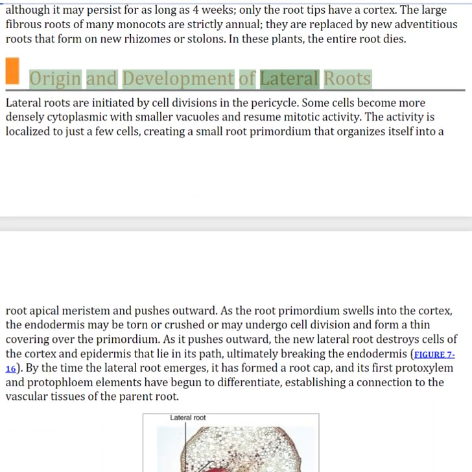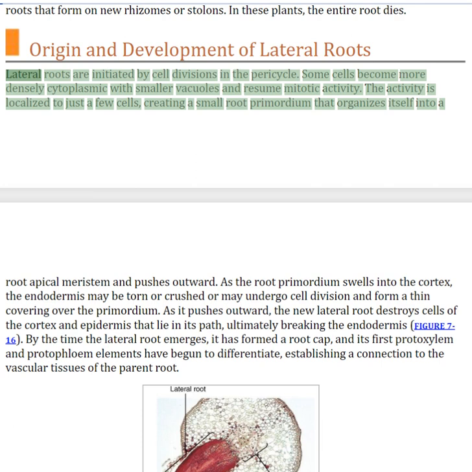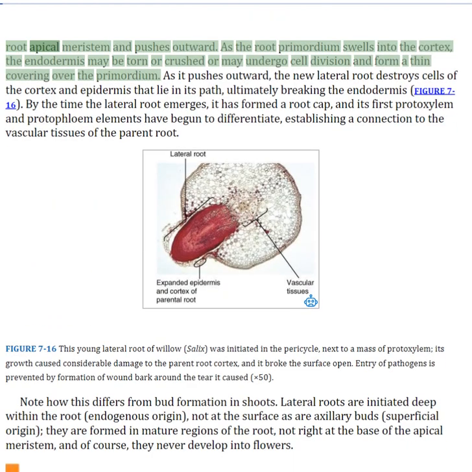Origin and development of lateral roots. Lateral roots are initiated by cell divisions in the pericycle. Some cells become more densely cytoplasmic with smaller vacuoles and resume mitotic activity. The activity is localized to just a few cells, creating a small root primordium that organizes itself into a root apical meristem and pushes outward.